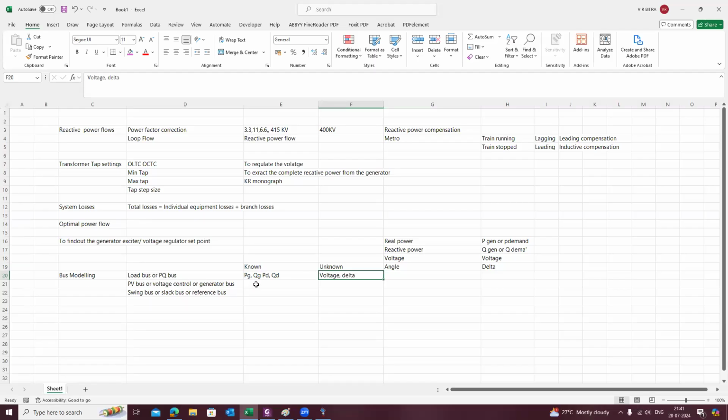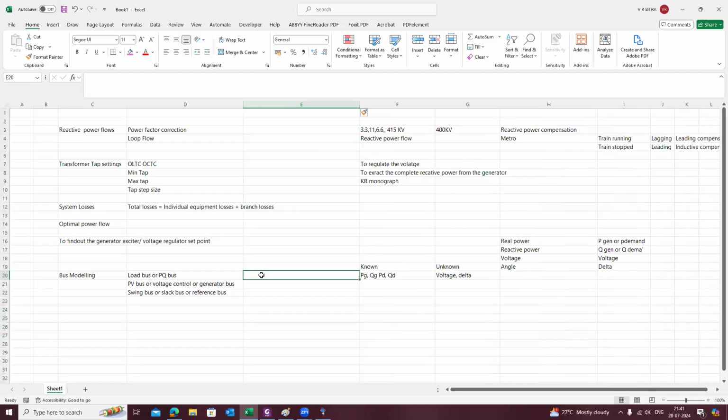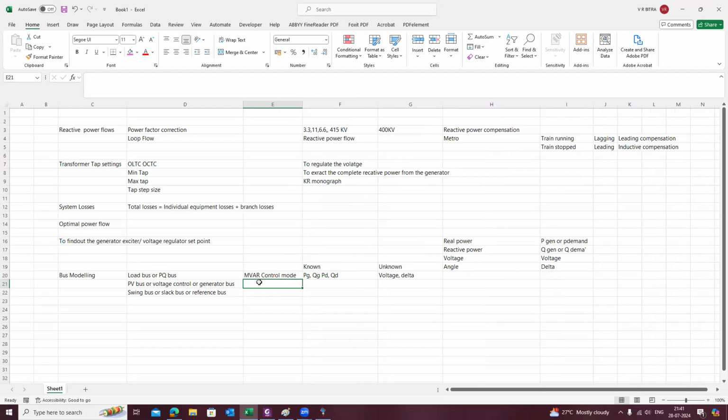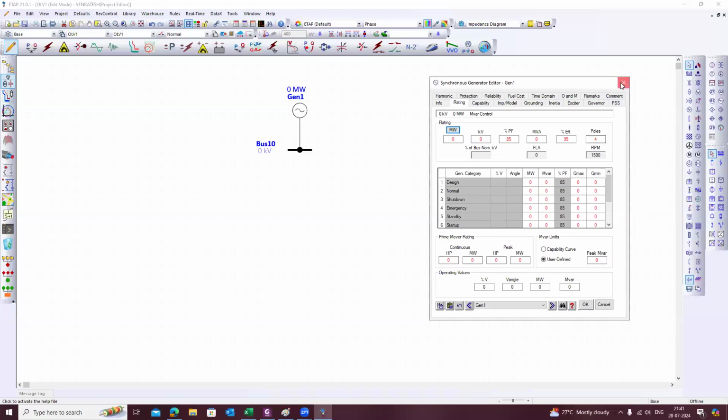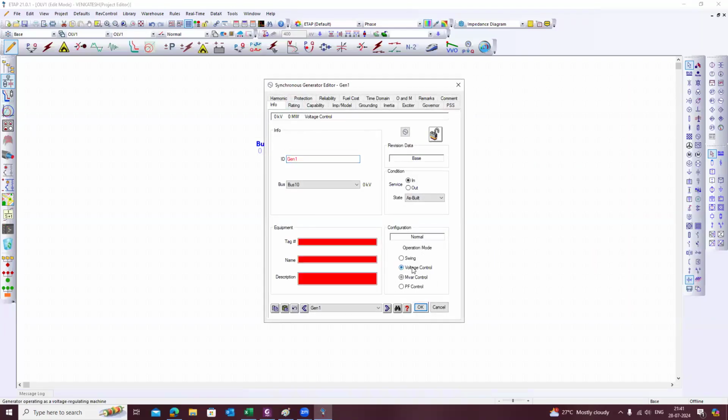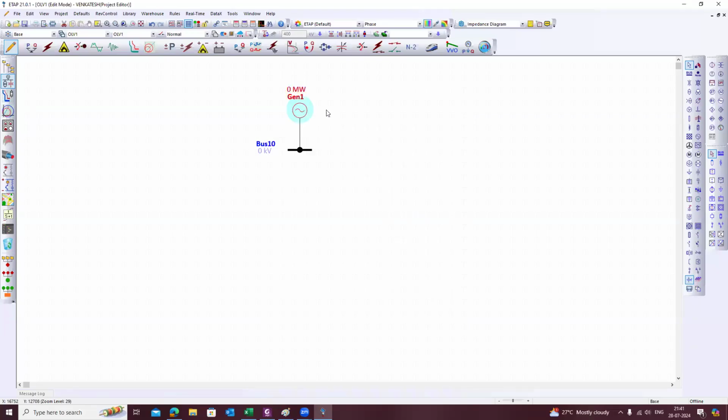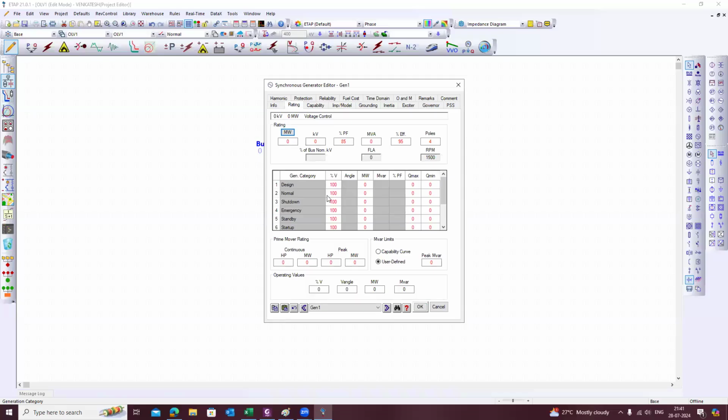So what is the PV bus? Here the preferred mode of generator is the MVR control mode. This is not only applicable for the generator, the same is applicable for the swing bus also, or for the grid also. Now next is the PV bus. The PV bus is also called the voltage control bus. Here I have already mentioned voltage control mode, you can say. So if you check the voltage control mode, let's try to see. Suppose I am checking the voltage control mode. Now see what are the parameters that are known. That means you have to know the active power, real power demand, and you have to know the generator terminal voltage. Okay, so what are the known parameters for this PV bus?